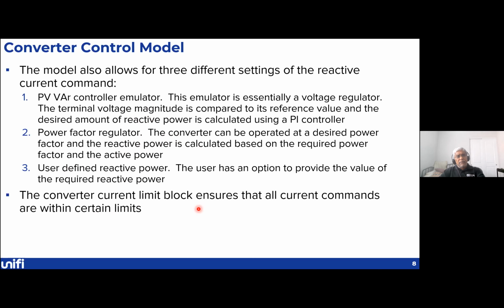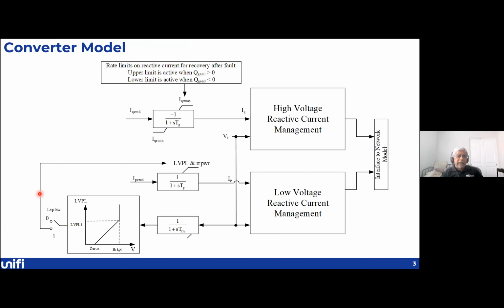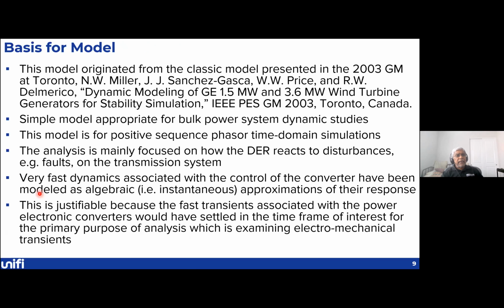And basically the converter current limit block ensures that all current commands are within certain limits. So this is how this was set. The basis for this original model that I showed you, this idea of representing this in a very simple structure, came out of a very classic paper which was presented at an all-day panel session on wind generator modeling at the 2003 general meeting in Toronto.